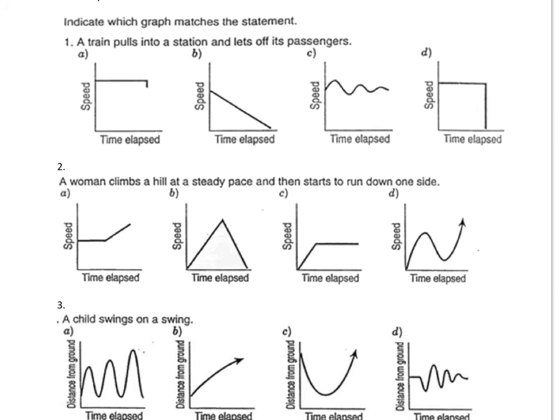And then B, this is slowing down gradually. C is it's slowing down and speeding up. And then D is it's coming into the station at a constant and immediately stops. So I say B would be our answer.